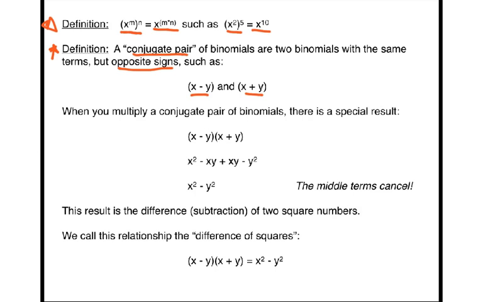Namely, notice with FOIL, first x squared, outer x times y, inner x times y, but this time it's negative, and last, negative y times positive y is negative y squared, and what you notice is the middle two terms cancel out, and you're left with x squared minus y squared. This result is the difference, otherwise subtraction, of two square numbers. We call this relationship the difference of squares.